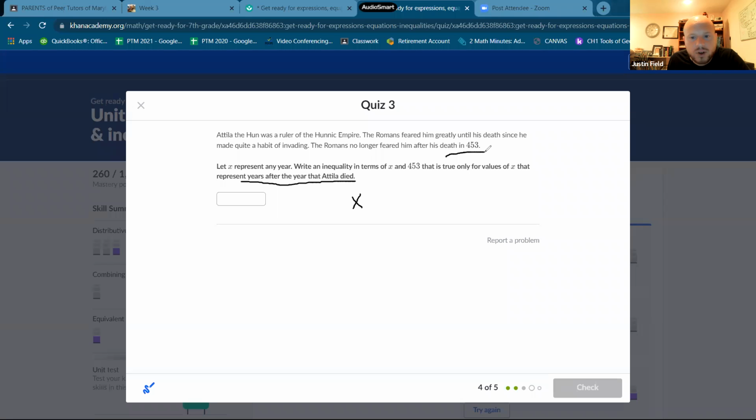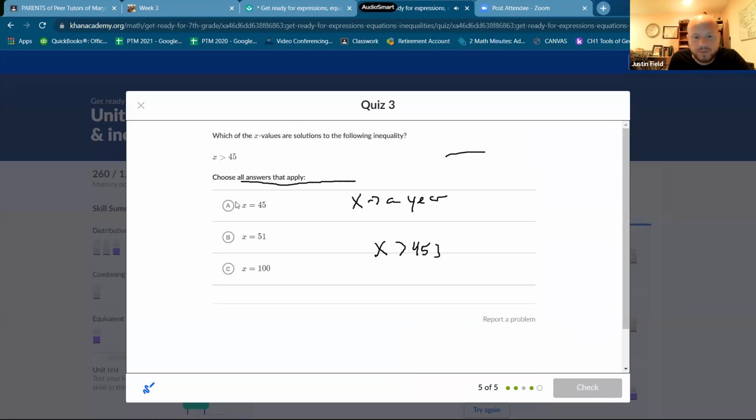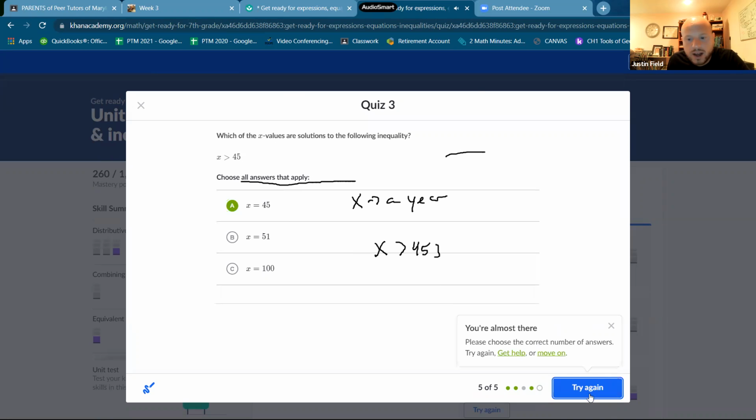So he died in 453, and x represents a year. Okay, so the years after he died, after 453, so x, the years after would be greater than 453. Any year after 453 is when he died, a long time ago. Okay, you can figure that one out.